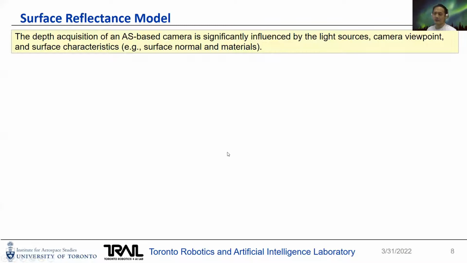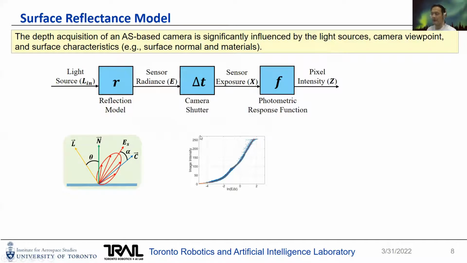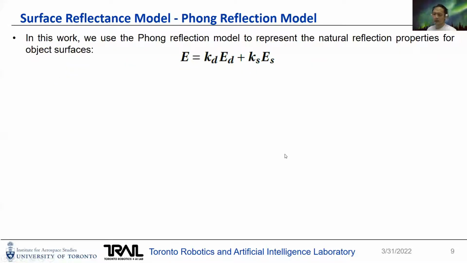Here we first show the depth acquisition process for the active stereo camera. When the light hits the object surfaces, the camera first receives the reflected light. Given the known exposure time, the camera can map the total exposure to the image intensity. And finally, the depth sensing probability can be estimated from it. In the real world, both diffuse and specular reflection exist, and to model this, we use a Phong reflection model.